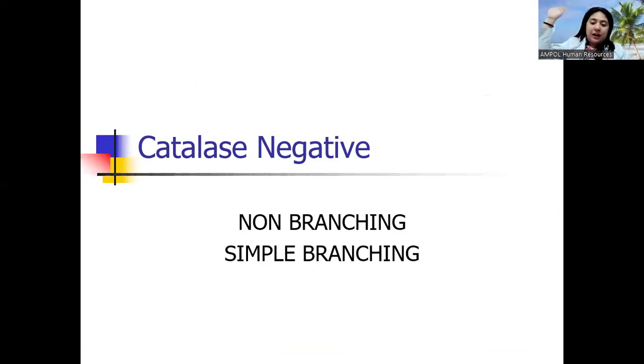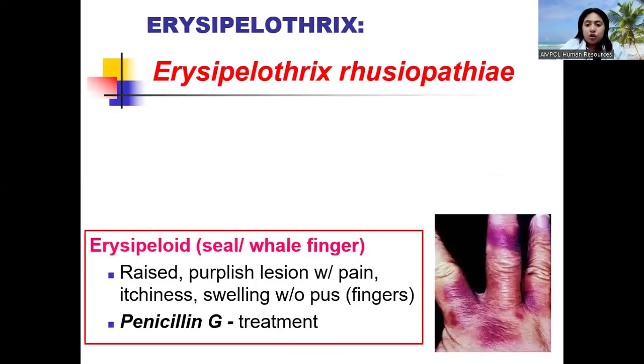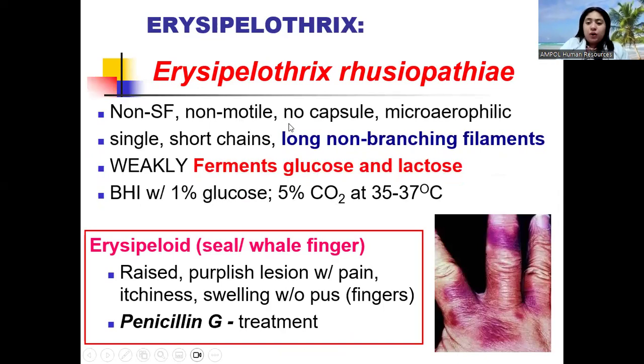Okay, so those are catalase positive, non-spore forming organisms. Now we have the catalase negative, non-branching, and simple branching organisms. We have Erysipelothrix rhusiopathiae, which causes erysipeloid. They are non-spore forming, non-motile, no capsule, microaerophilic, and catalase negative. They appear as single short chains and long non-branching filaments. They weakly ferment glucose and lactose. We can use BHI, or brain heart infusion media, for the isolation of this organism. It causes erysipeloid, a raised purplish lesion with pain, itchiness, and swelling, but no pus, seen in the fingers. The treatment for this organism is penicillin G.